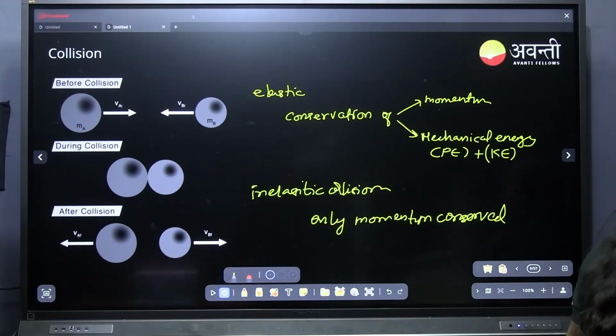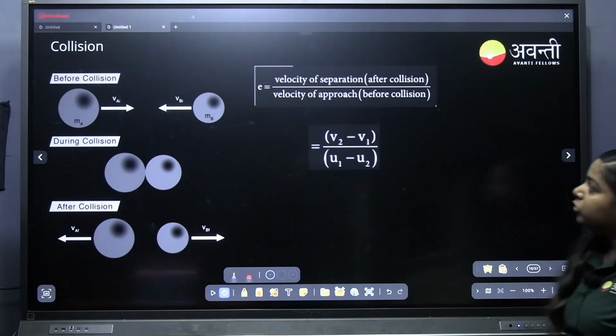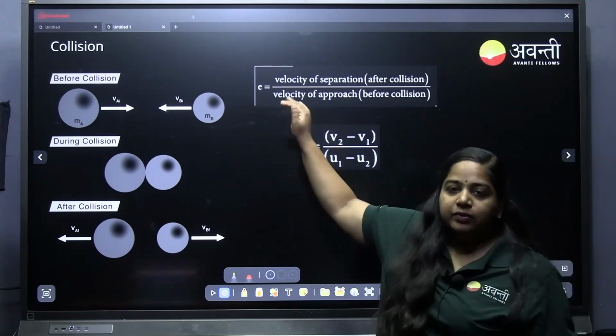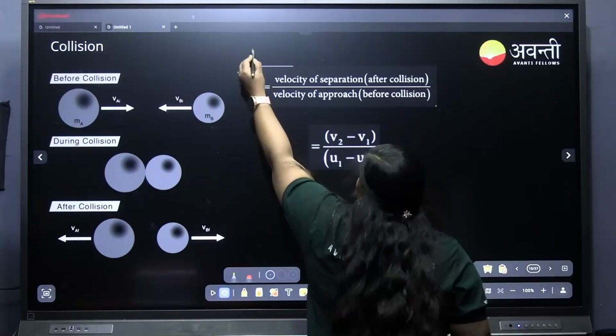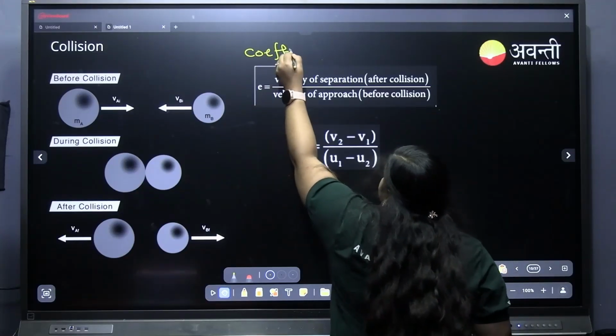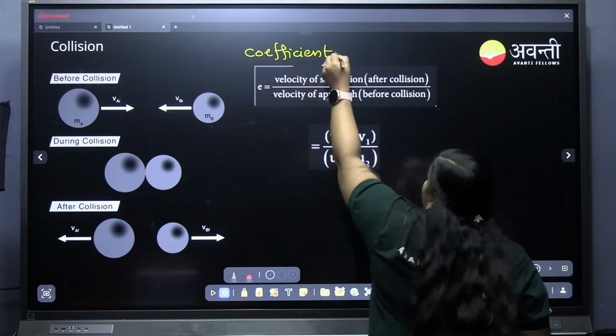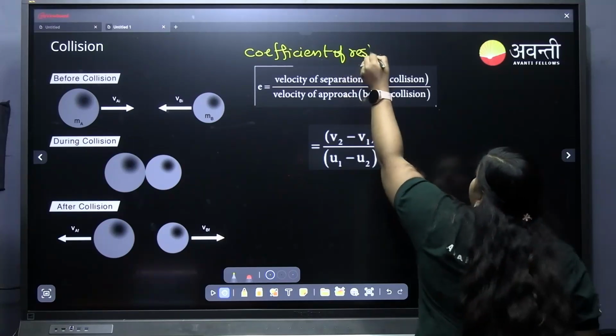But how to do problems with this? You will need only one value, that is the coefficient of restitution.